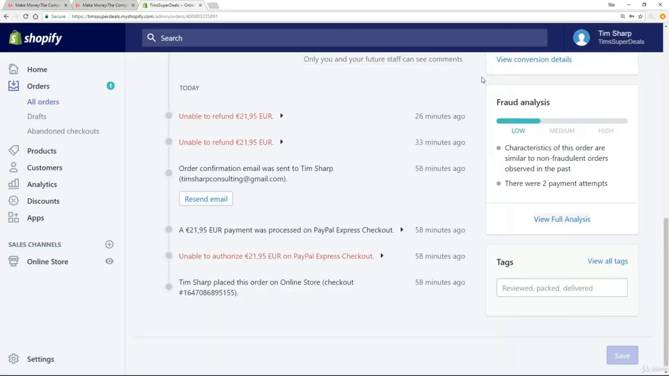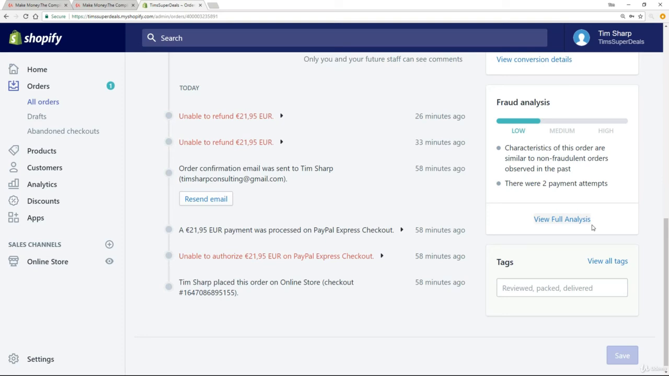Now, if I come out of here, as orders come in, you may see some medium and you may very occasionally see some high. If that happens, I encourage you to click on the full analysis and decide whether you want to accept that payment or not before you ship the order. I know I'm saying the same thing over and over again, but this is a very rare event, so please don't get obsessed with it by any stretch.